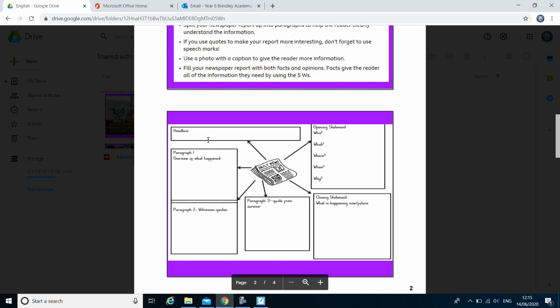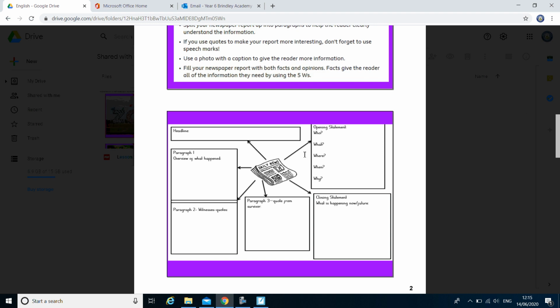So first of all, you're going to need to decide a headline. That needs to be something snappy and catchy. So what is going to grab your reader's attention? It might be something like Chester Zoo fights for survival. As soon as I see that, if I saw that in a newspaper stand, I'd be thinking, oh, hang on a minute, what's happening there? I want to find out a bit more. Okay, so something short and snappy.